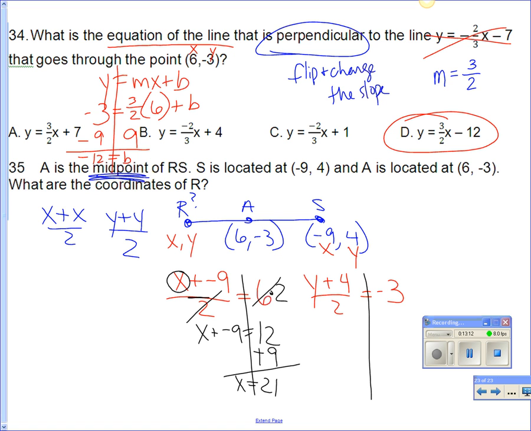Over here, I draw my line, multiply by 2, negative 6. And when I move the 4, I subtract it. Y equals negative 10. All right, that is it.